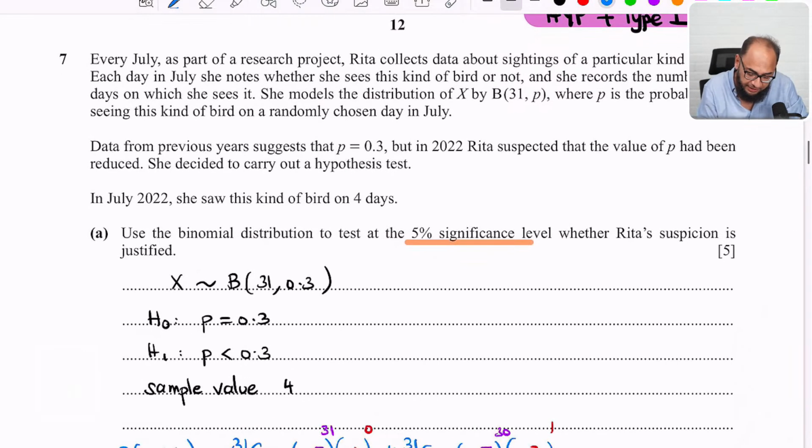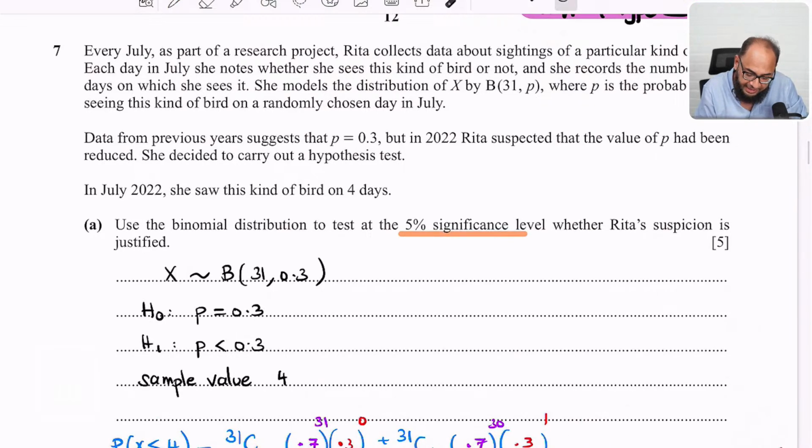So now over here it says, every July, as part of a research project, Rita collects data about sightings of a particular kind of bird. So this is Rita and a bird and the month of July. So let me highlight this. Let me use a very light color. July, research, Rita, sightings of a particular kind of bird.